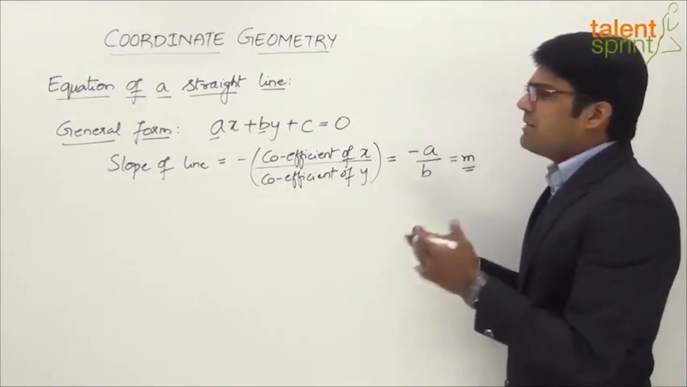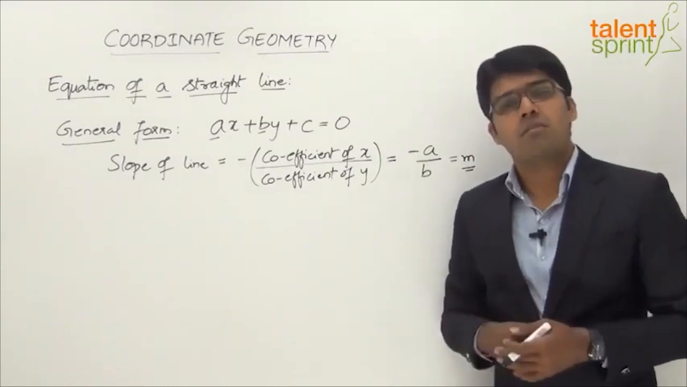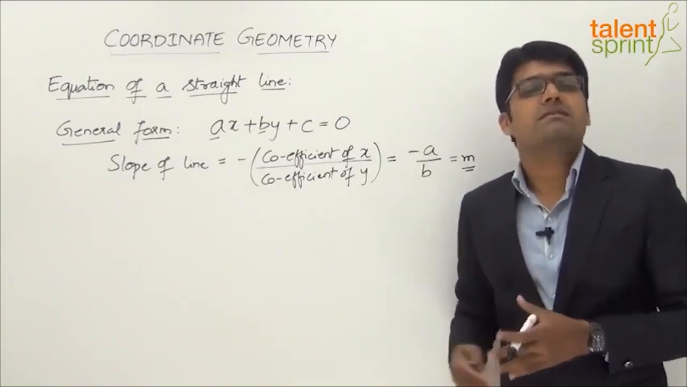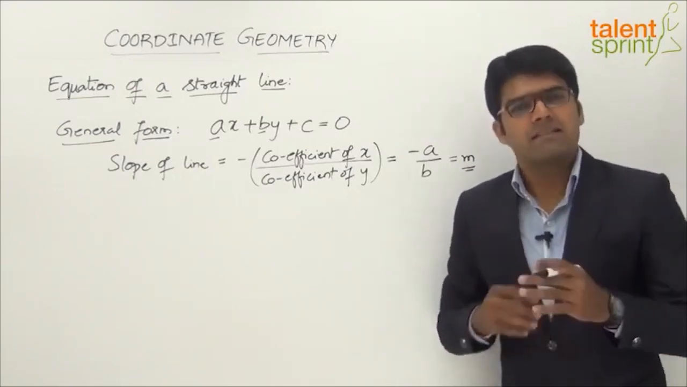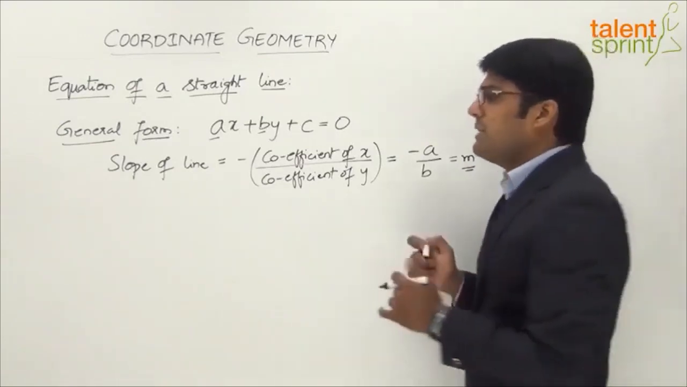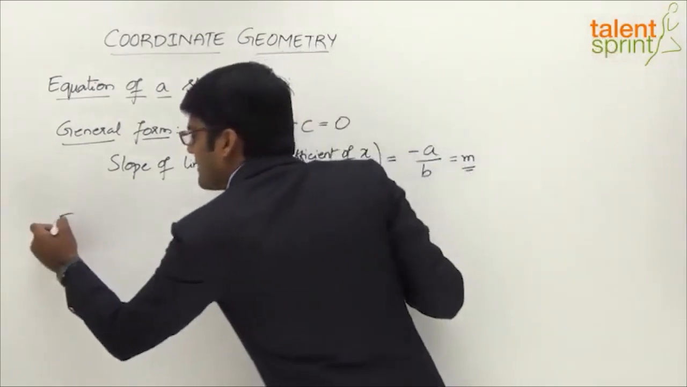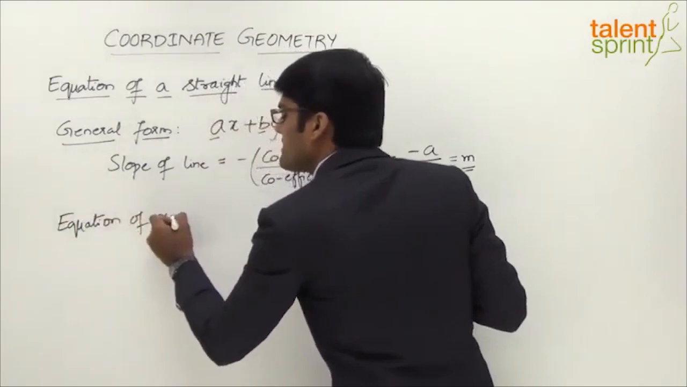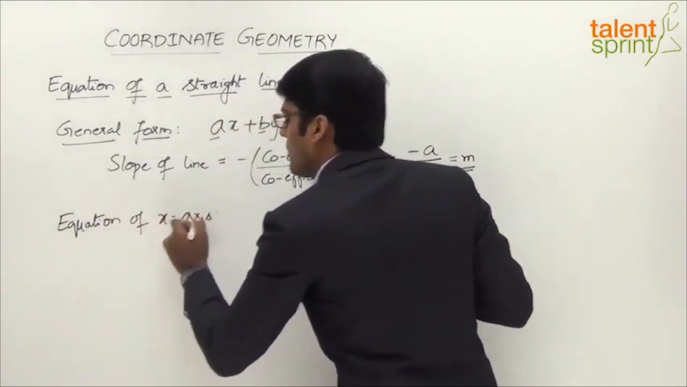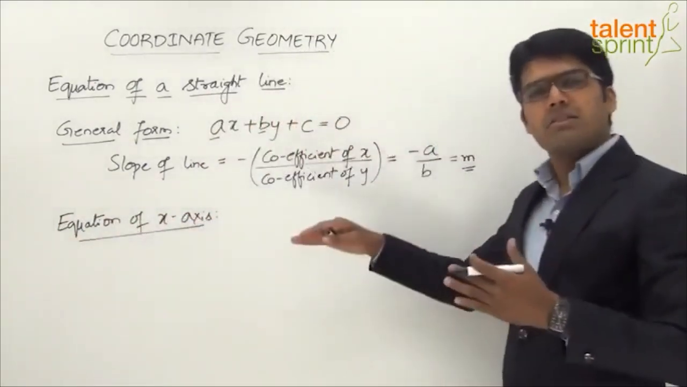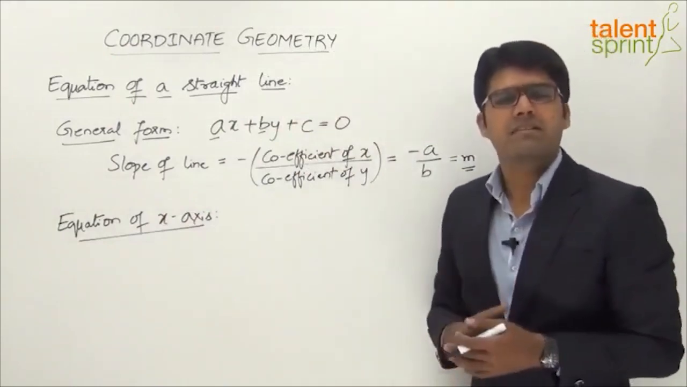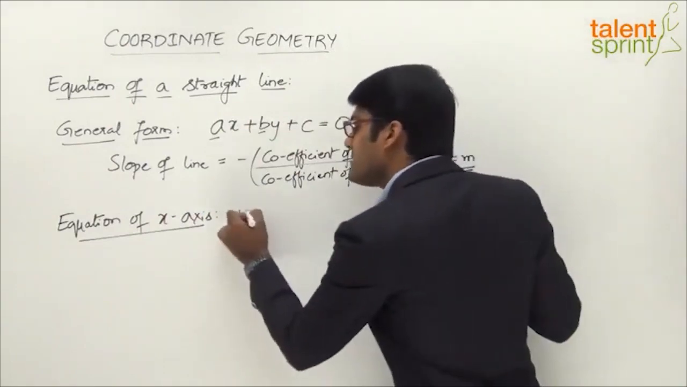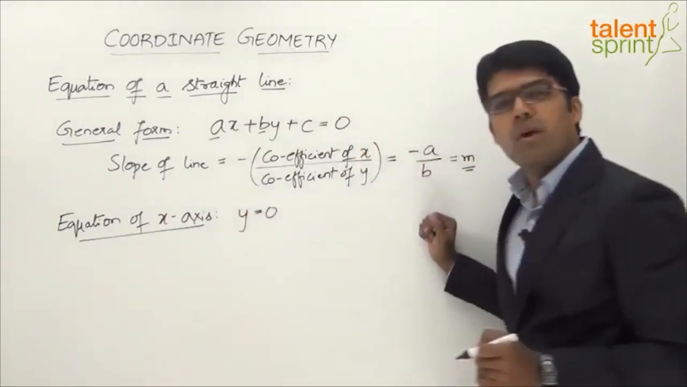Now, apart from the general form of equation of a straight line, there are a few important equations which we need to understand clearly. Let's have a look at them. For example, the equation of x-axis. What will be the equation of x-axis? Now, x-axis is also a straight line. Yes or no? Out of the two coordinate axes, the horizontal axis is x-axis, which is nothing but a straight line. So what is the equation of x-axis? Right. The equation of x-axis is y equals to 0.